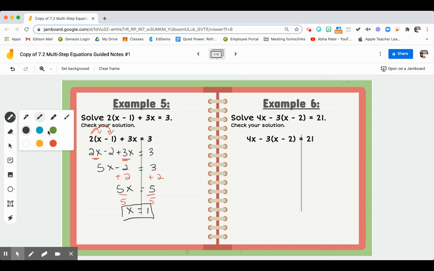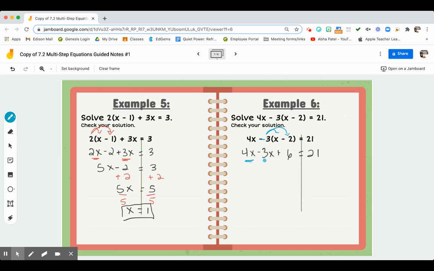Maybe you should pause the video and try the next one on your own and see the right answer. So again, you're distributing first. And make sure you take that negative with the 3 when you do it. So you're going to have 4x minus 3x plus 6, because negative 3 times negative 2 is 6, is equal to 21.